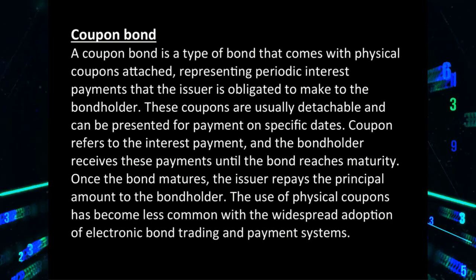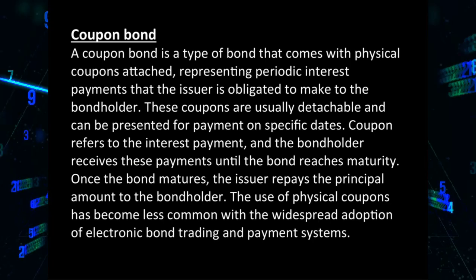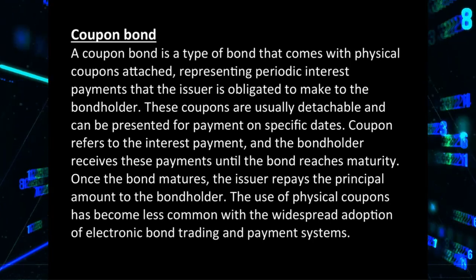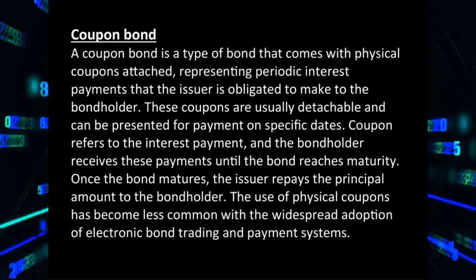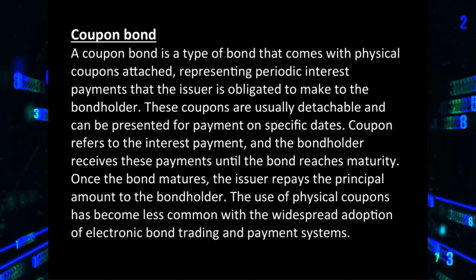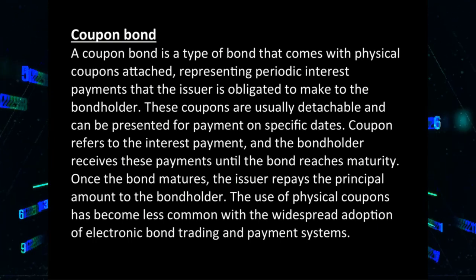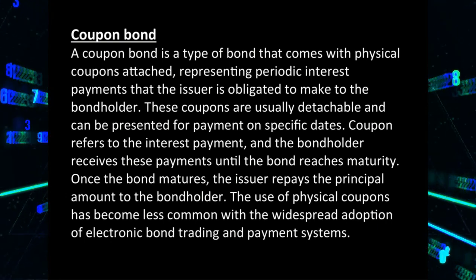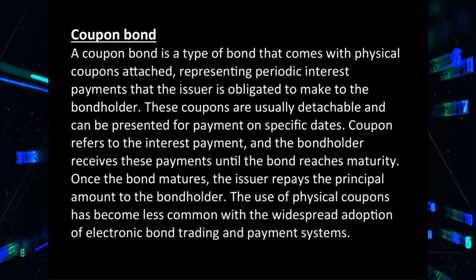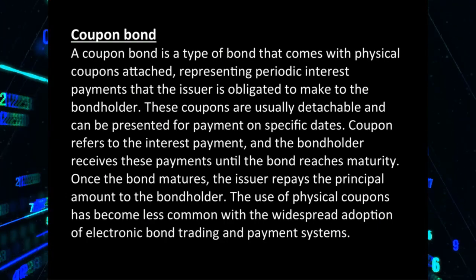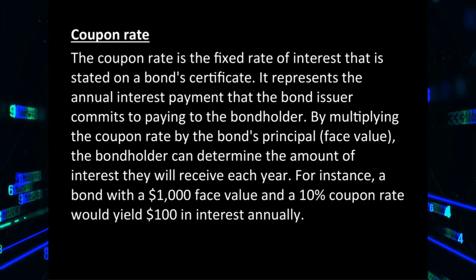Coupon bond. A coupon bond is a type of bond that comes with physical coupons attached, representing periodic interest payments that the issuer is obligated to make to the bondholder. These coupons are usually detachable and can be presented for payment on specific dates. Coupon refers to the interest payment, and the bondholder receives these payments until the bond reaches maturity. Once the bond matures, the issuer repays the principal amount to the bondholder. The use of physical coupons has become less common with the widespread adoption of electronic bond trading and payment systems.